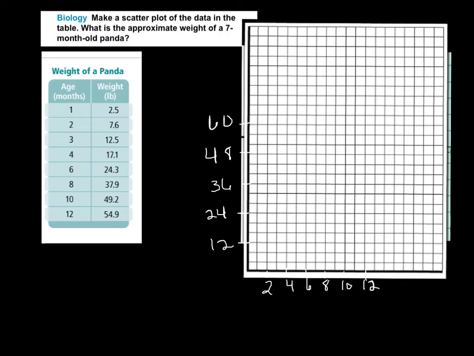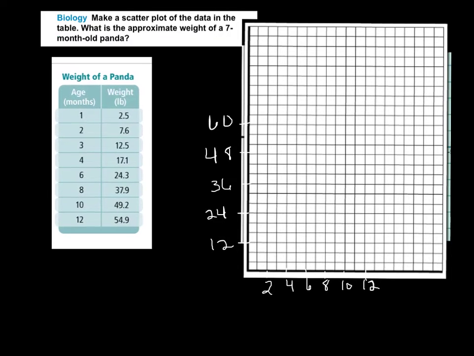This one, you're going to make a scatter plot of the data in the table, and then it asks you what is the approximate weight of a 7-month-old panda. All right, so I went ahead and made the x-axis. That's something you're going to do. I went by 2s, and I skipped just so I could get all my numbers in there. I'm going to go ahead and plot the points. So we have 1 and 2.5, which is 1 month. Again, this is going to be my x value, and then weight's going to be my y value.